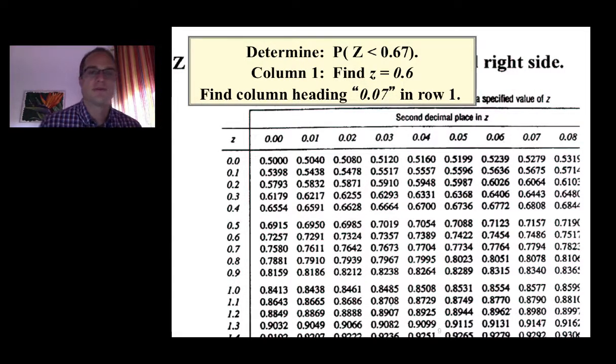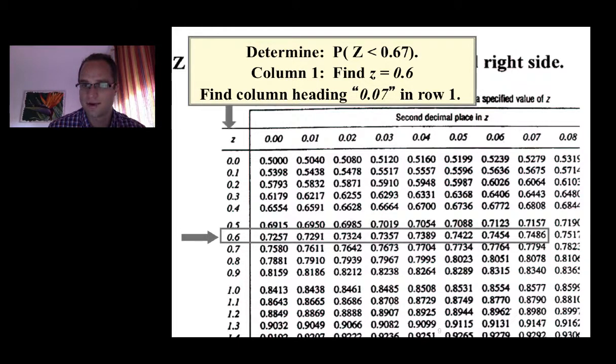Another question here, determine the probability that z is less than 0.67. Well, positive z-score, 0.6 the first decimal place, 0.07 the second decimal place, and that's going to be 0.7486.